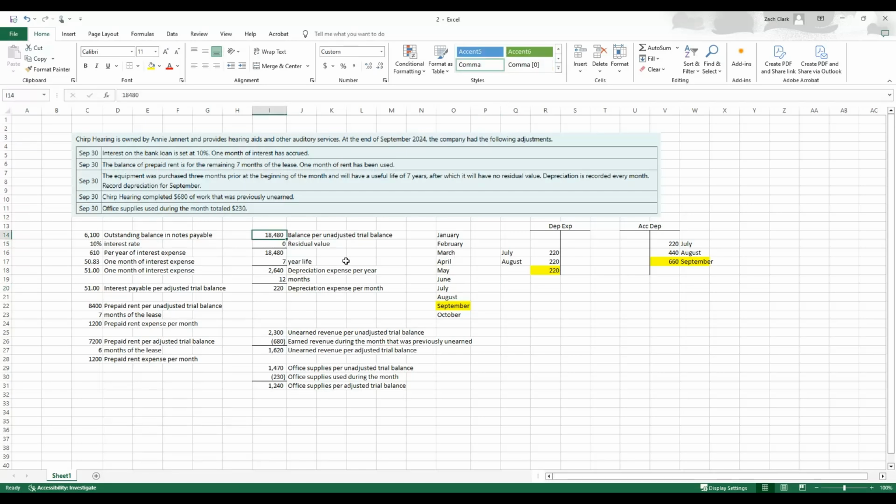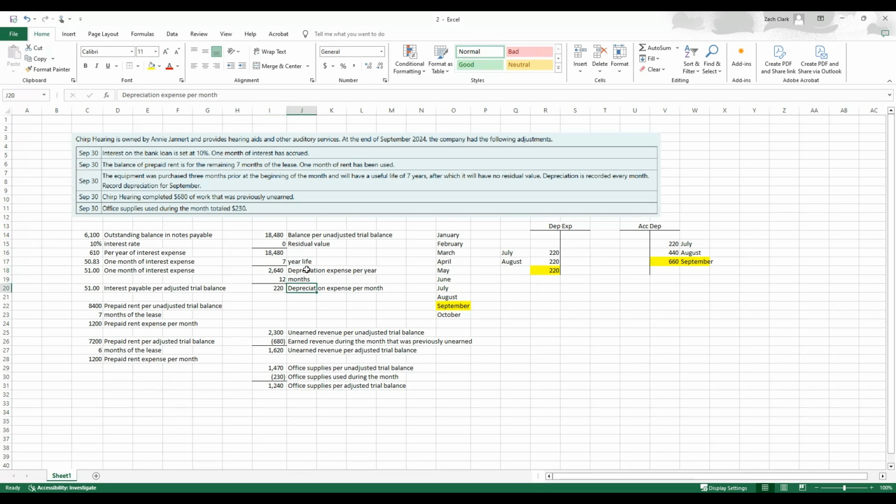So if we look at our unadjusted trial balance, you've got $18,480. You've got no residual value. If we did have residual value, this number would be lower, obviously, but I wanted to put it in here to remind you of that formula: the historical purchase price minus residual value gives us the starting point for our depreciation calculation, and then you want to divide by the life to get total per year. So we are dividing by 7, as it tells us here, which gives $2,648 of depreciation expense per year.